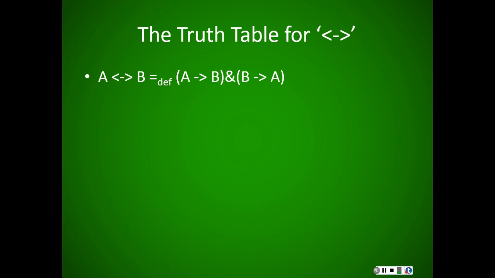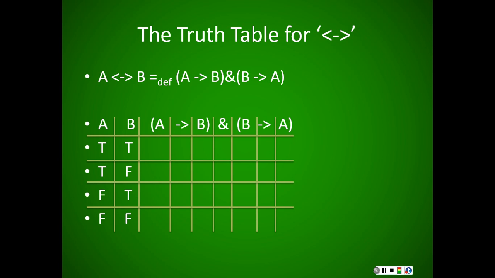Okay, now that we have our truth table for arrow, we can get a truth table for double arrow. So here is the definition of double arrow. Double arrow, or A double arrow B, is to be read A if and only if B. And by definition, that is the conjunction of if A then B and if B then A. So double arrow is really a defined symbol. We can define this symbol in terms of our previous symbols, in terms of and and arrow. And given this definition, we can fill in the truth table for double arrow.